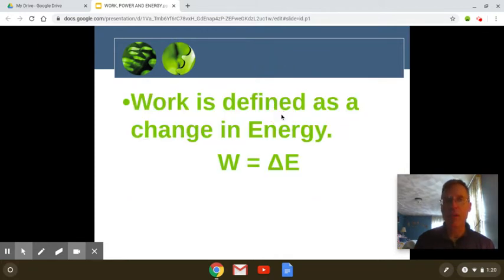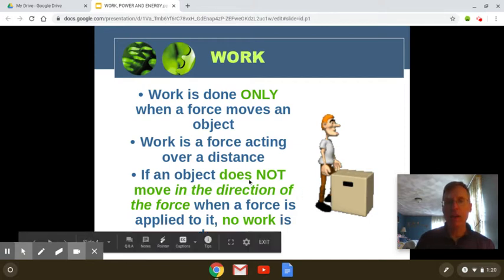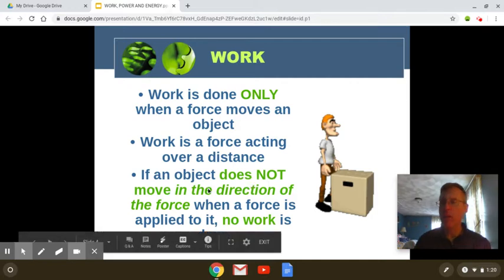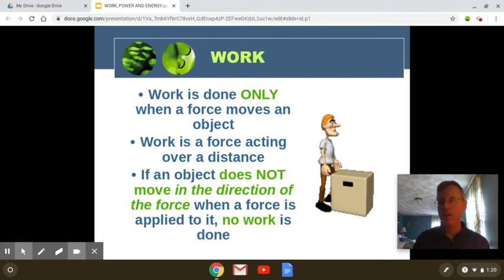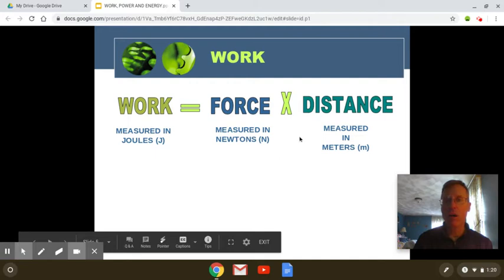Okay. All right. Here we are again. The definition: work is defined as a change in an object's energy. Okay. All right. Work is done when a force acts on an object. Okay. And it depends on the direction. So if the object does not move in the direction that the force is applied, then no work is done.